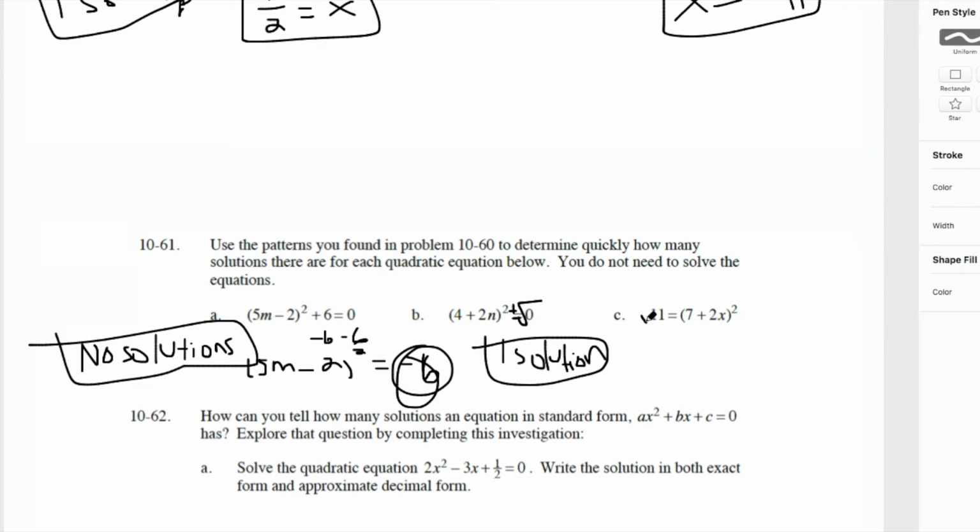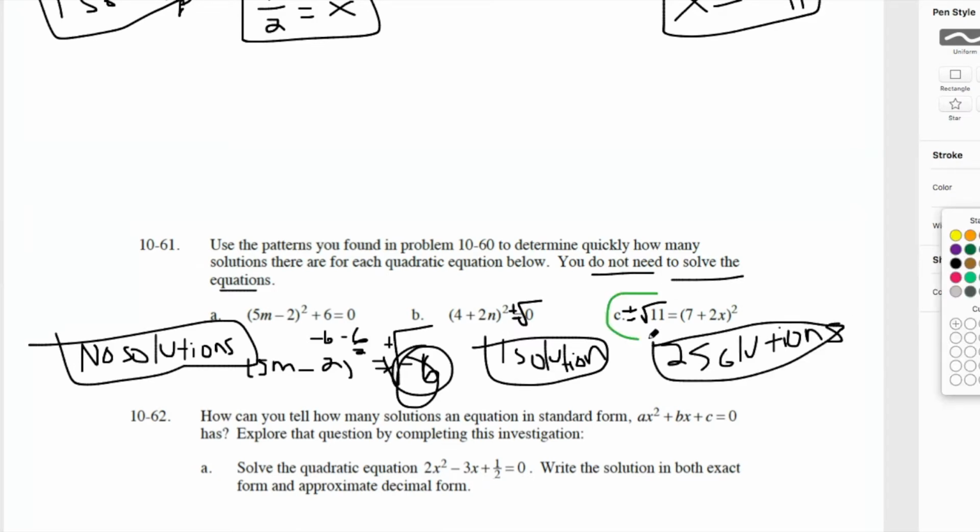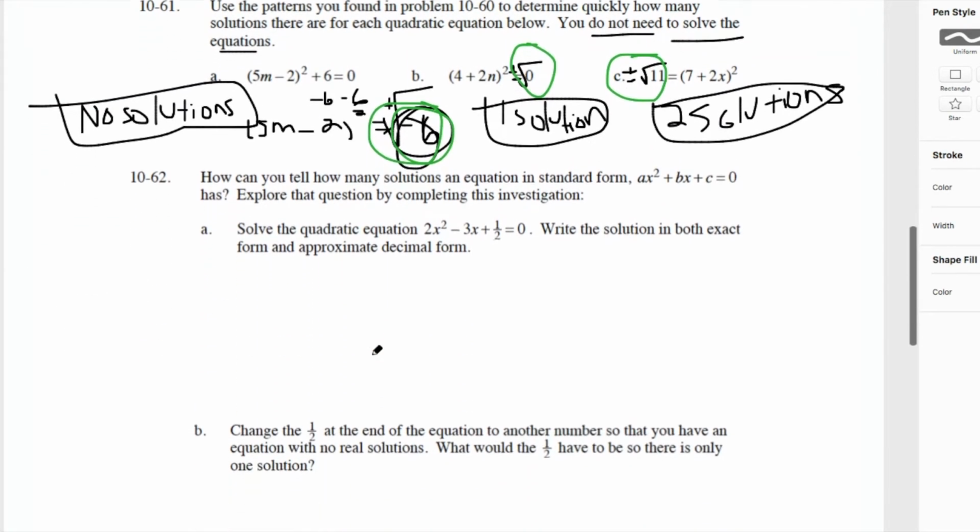Here, you'd have a plus or minus 11. So this would be an irrational answer here. You don't need to solve the equations. So we're not doing this. This is just quickly telling how many solutions there are going to be. So it all depends upon where the square root ends up going. This is how we can tell. Here, there are two solutions because our constant is positive. Here there is one solution because our constant is 0, and here there are no solutions because our constant is a negative number and we can't take a square root of a negative number.